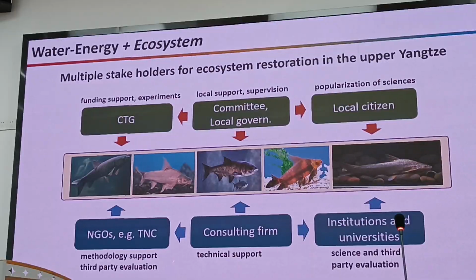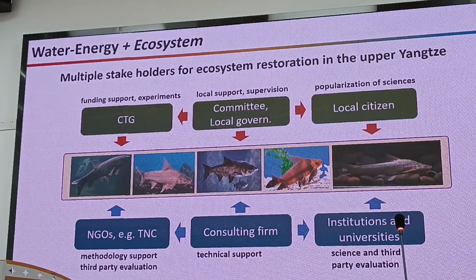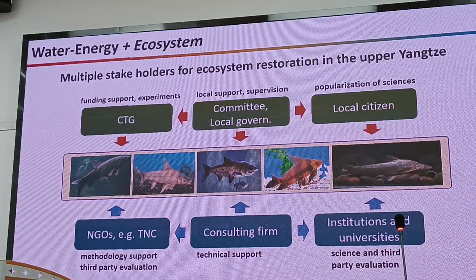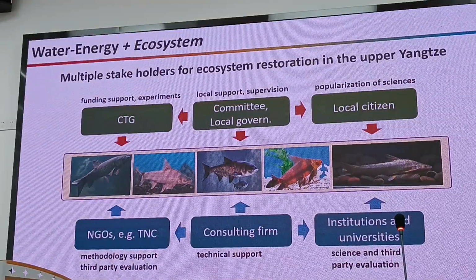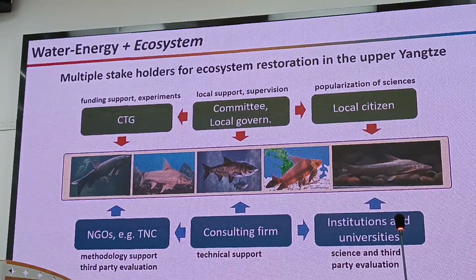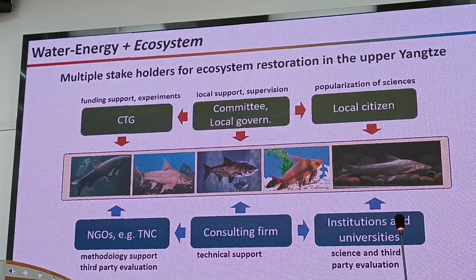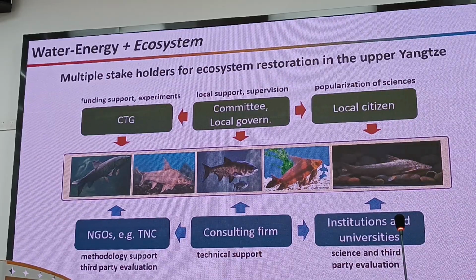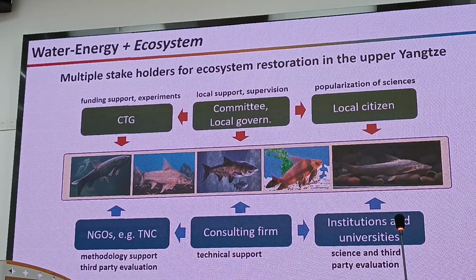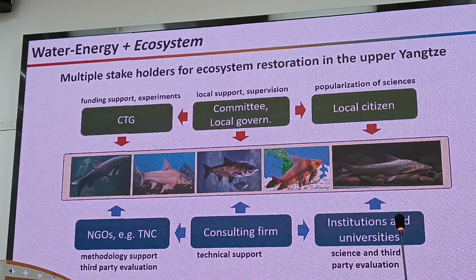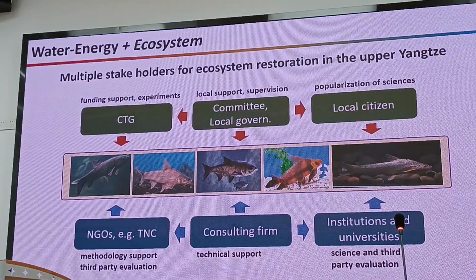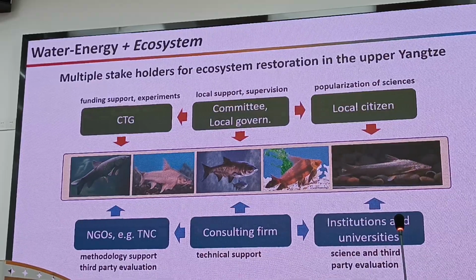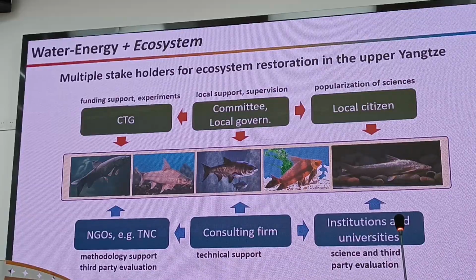Right now, the CDG and the TNC are working together in the tributary of the Jinsha River to remove some old dams. They are evaluating the fish habitat restoration and fish population regrowth after the dam removal. We also have consulting firms for technical support, like Mosaic, and institutions and universities doing science research and third-party evaluation. The Chinese Academy of Sciences is now conducting the third-party evaluation of the 10-year forbidden fish policy.